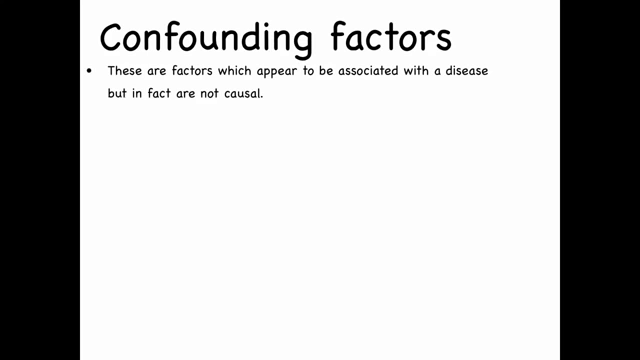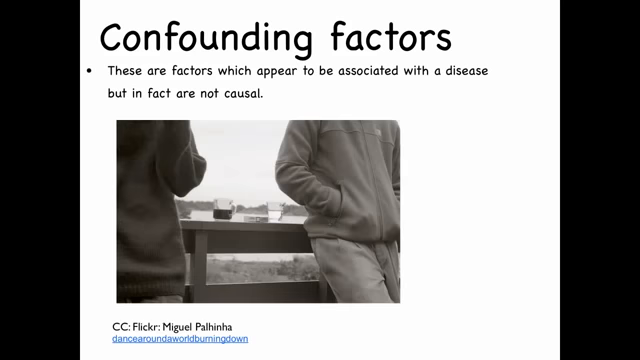Third type of factor that I'd like to talk about are confounding factors. And these are factors that appear to be associated with the disease, but in fact are not actually causal. So for example, we can often find an association between coffee drinking and lung cancer. However, coffee drinking does not cause lung cancer. There's actually another correlation: people who drink a lot of coffee actually smoke a lot of cigarettes.